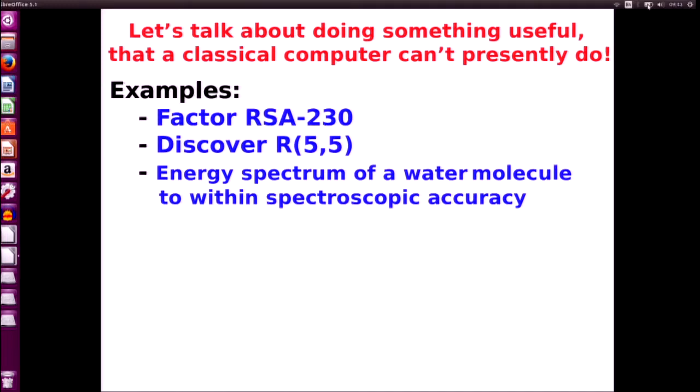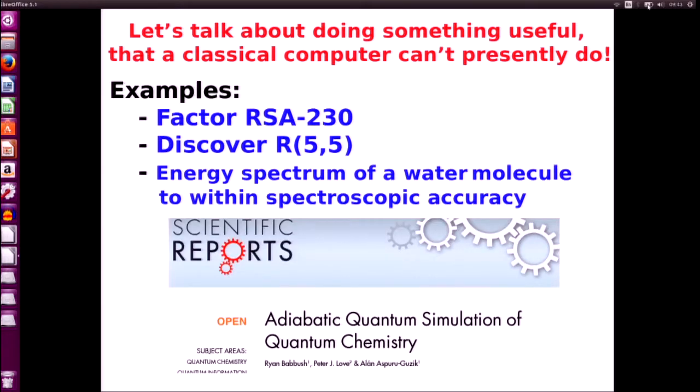One thing we might want to do is the energy spectrum of a water molecule to within spectroscopic accuracy. There's a paper by a good friend of mine, Ryan Babbush, who's probably in the audience. Adiabatic simulation of quantum chemistry. That's one way that you might be able to use AQC to calculate energy levels of molecules. I think this is a very underappreciated paper. I'll talk more about it later.